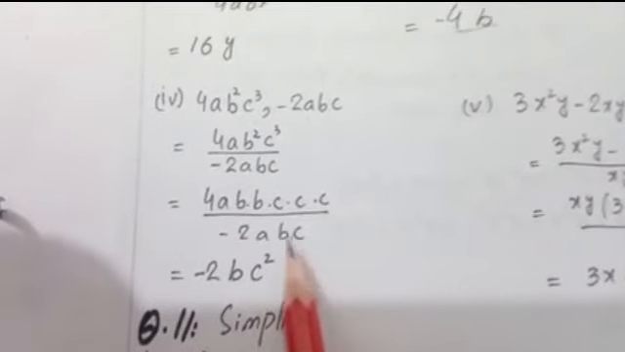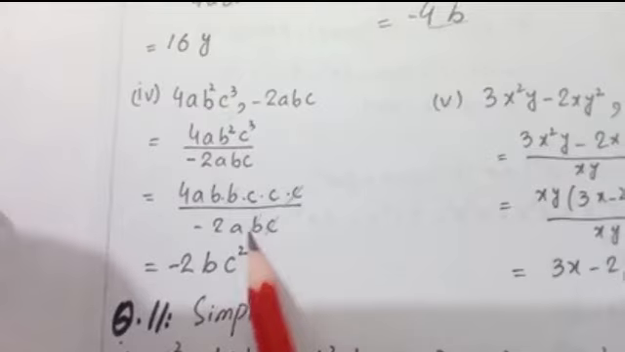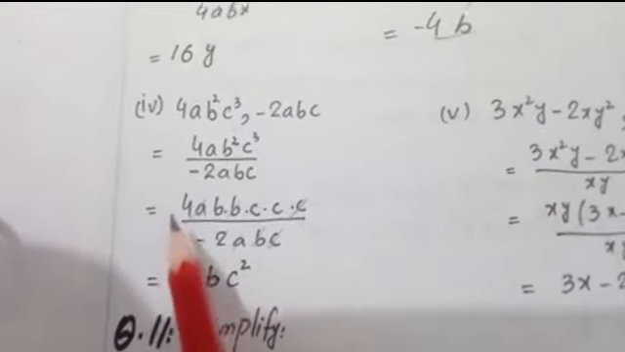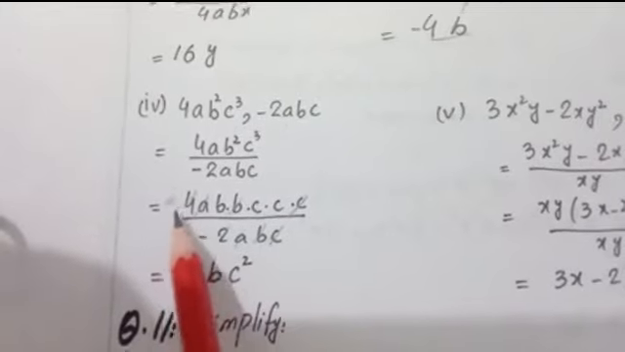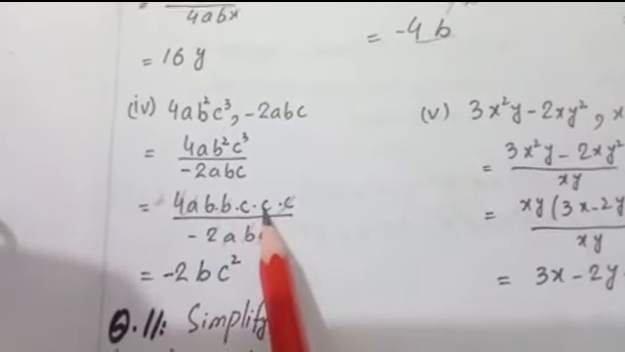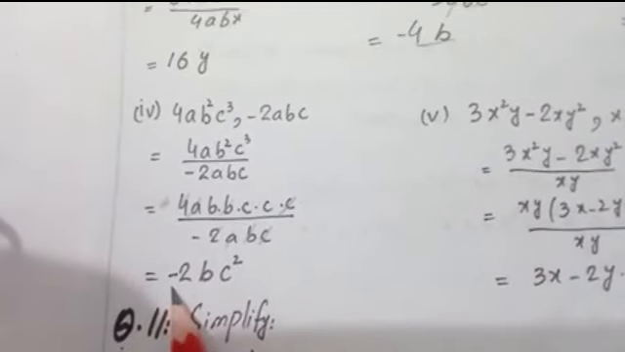Now in numerator and denominator similar terms will be cancelled. c will be cancelled and 1 b will be cancelled, and this a will also be cancelled, and 2 2s are 4. So we are left with 2 b c and c, that is c^2, 2bc^2 with minus sign.